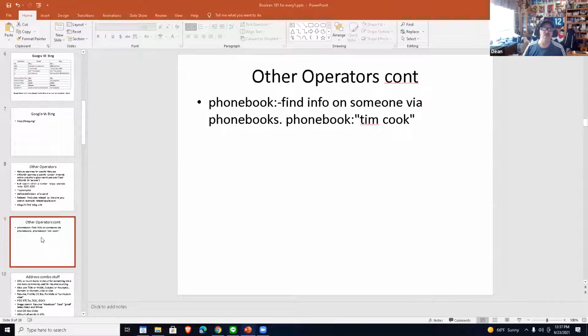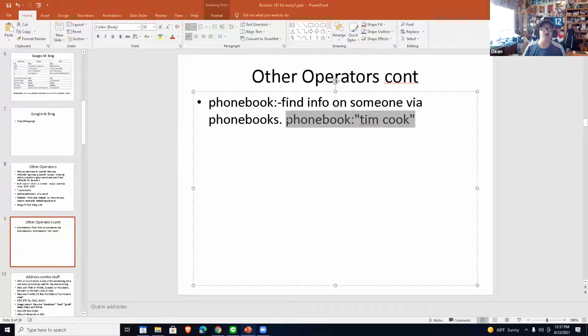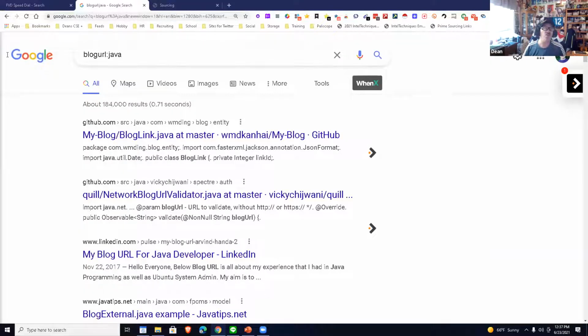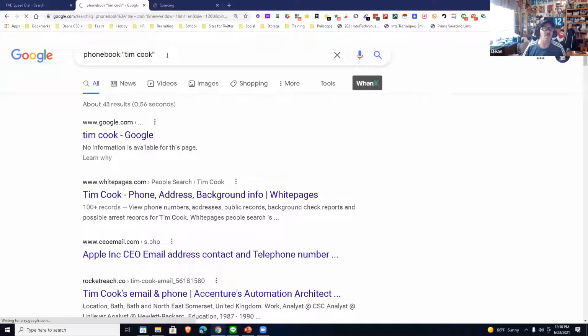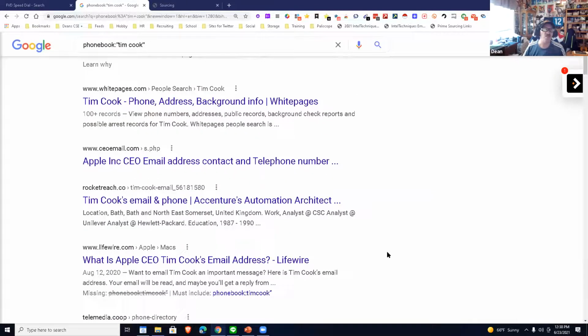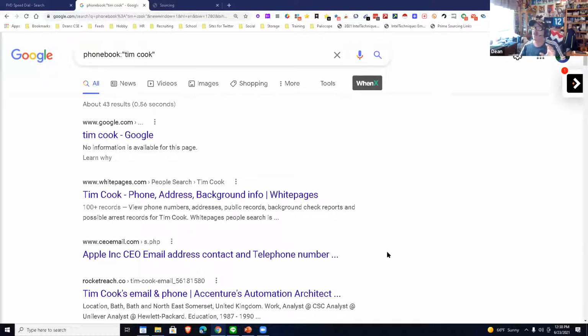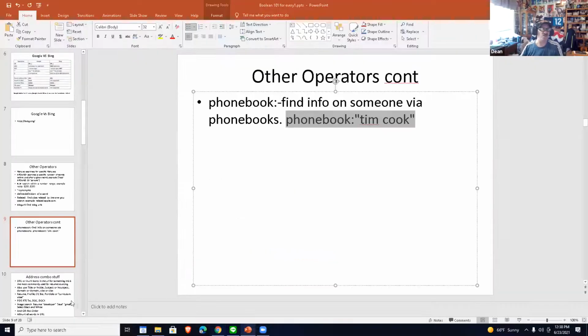So these are things you can do. Here's one that I really like because I find it extremely interesting: phone books. Did you know that you could actually use a phone book operator and find people? Tim Cook, phone book, white pages, boom, boom, boom. All these phone books or phone book like things will find you information on somebody in a phone book.